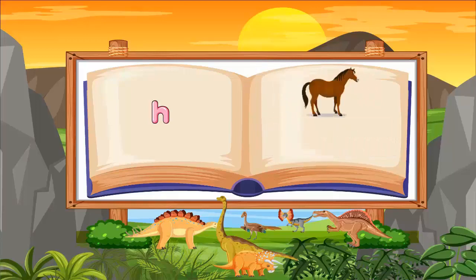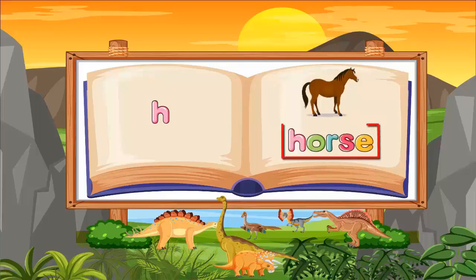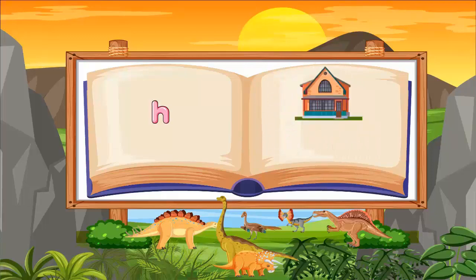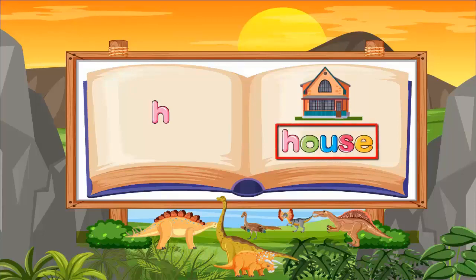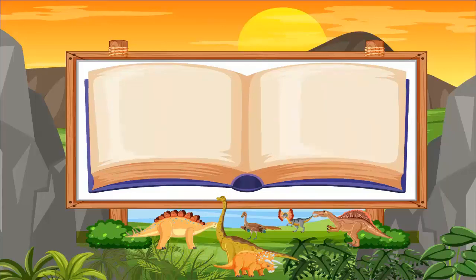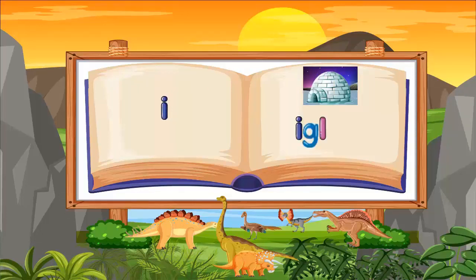H for horse. H O R S E horse. H for house. H O U S E house. We are going to learn words starting with the letter I. I for igloo. I G L O O igloo.